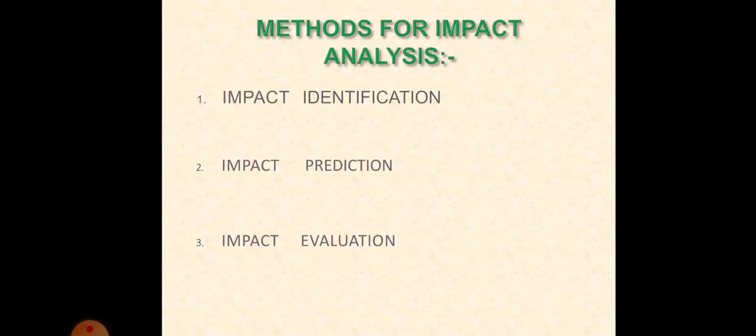Now coming to the different methods for impact analysis. Impact analysis mainly includes 3 steps. First is the identification of the impact, then prediction of the impact, and evaluation of the impact. So firstly we have to identify what is the type of impact, or what are the likely impacts. Then it also includes the prediction of the impact and then the evaluation. So these are the 3 steps.